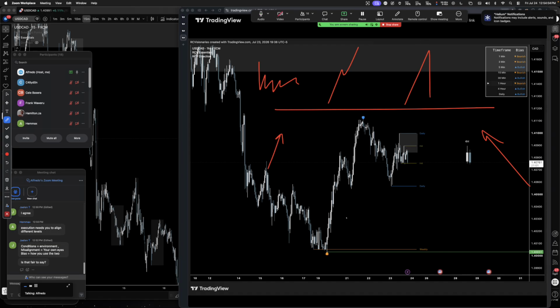This is kind of the issue with trading. The number one problem is fractals. Fractals is the number one problem with everything. That's what makes everything so difficult.